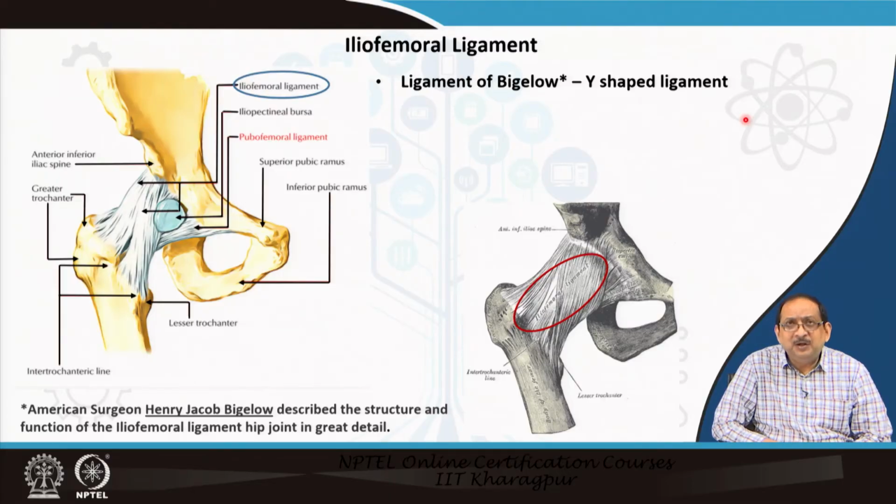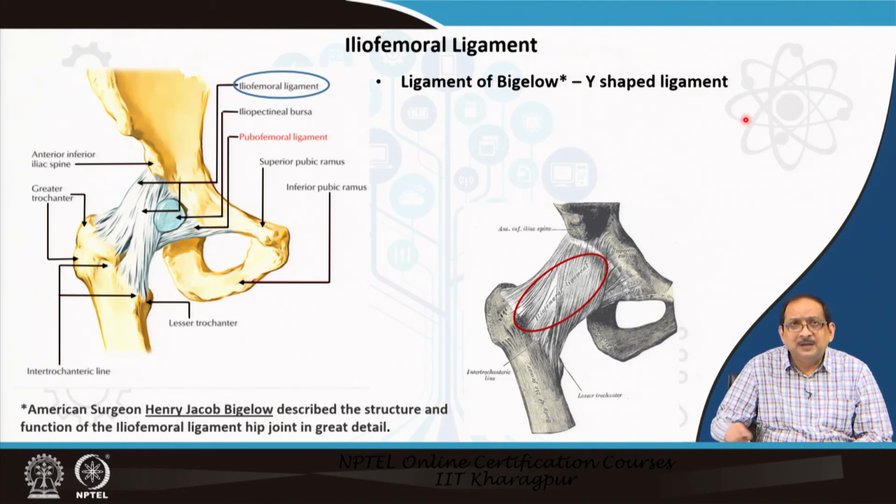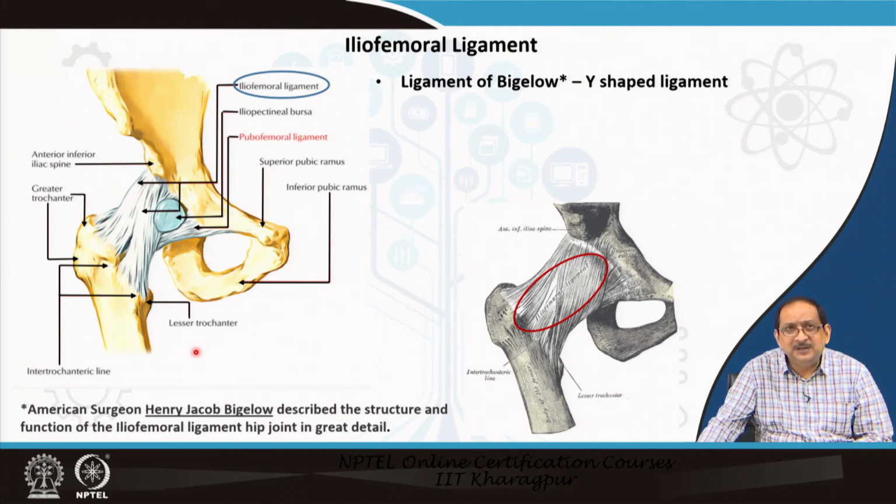The iliofemoral ligament is also known as the ligament of Bigelow. It is basically a Y-shaped ligament. As you can see here in the anterior view, it is quite a thick band of ligament.